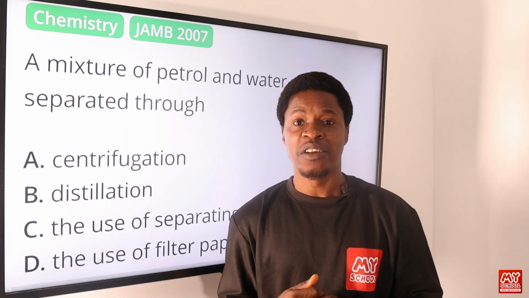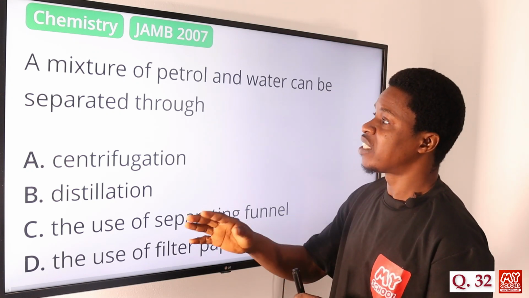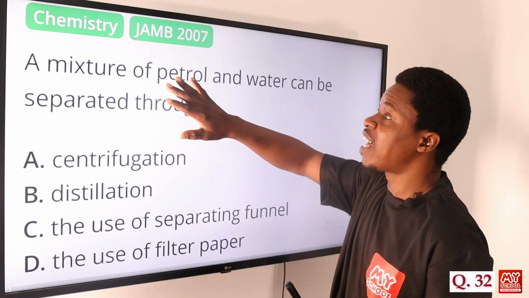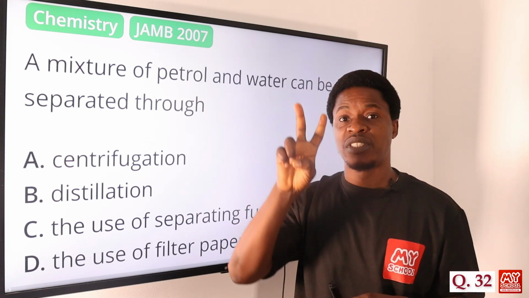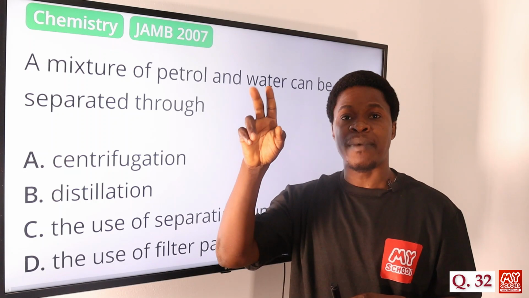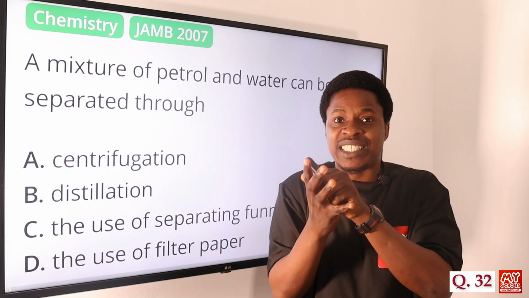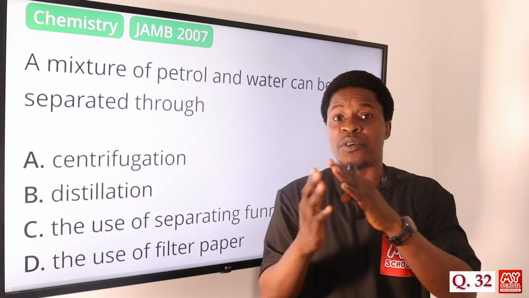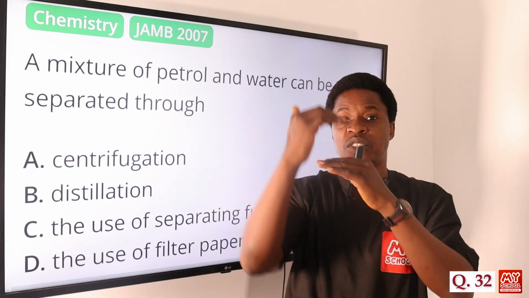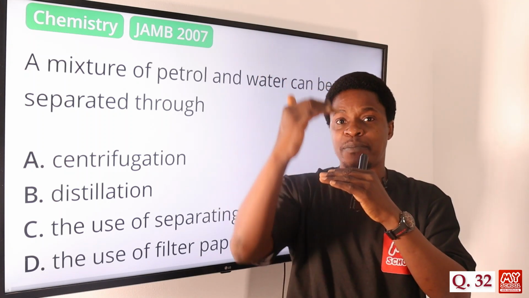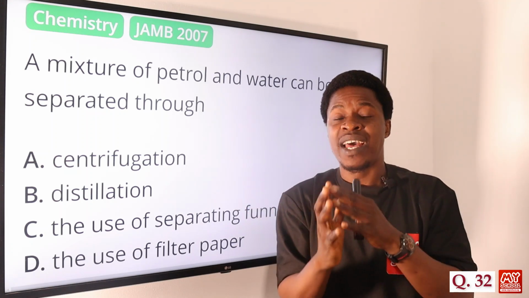Now let's move on to question number 32. A mixture of petrol and water can be separated through what? Of course, you must understand that petrol and water are two immiscible liquids. When we say immiscible, I-M-M-I-S-C-I-B-L-E, it means that when you mix them together, you can differentiate between them because of their density. You can tell this is petrol here, this is water. Whether it is water in petrol or petrol in water, you can distinguish. So both of them are two immiscible liquids.